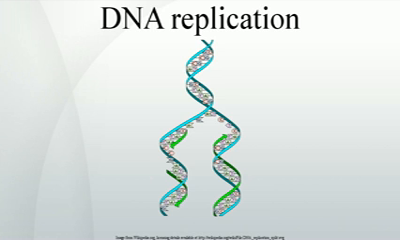Replication fork. The replication fork is a structure that forms within the nucleus during DNA replication. It is created by helicases, which break the hydrogen bonds holding the 2 DNA strands together. The resulting structure has 2 branching prongs, each one made up of a single strand of DNA. These 2 strands serve as the template for the leading and lagging strands, which will be created as DNA polymerase matches complementary nucleotides to the templates.